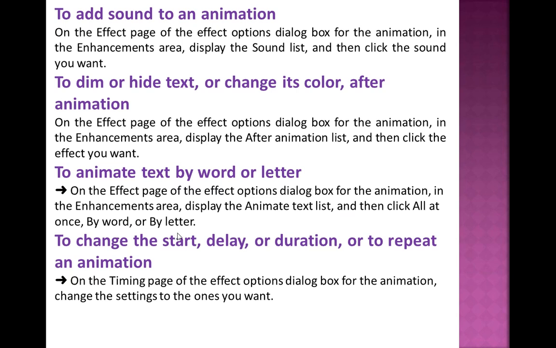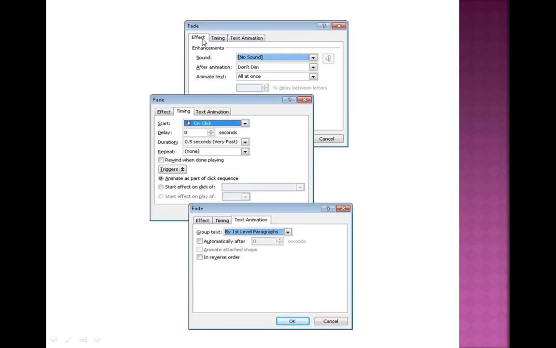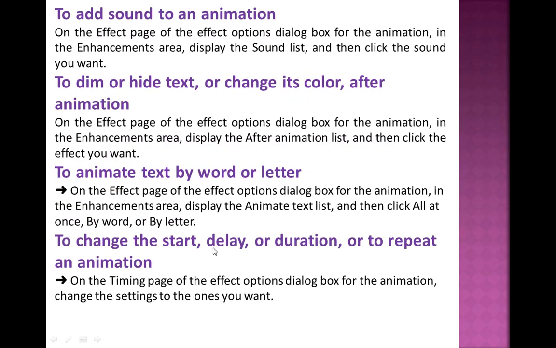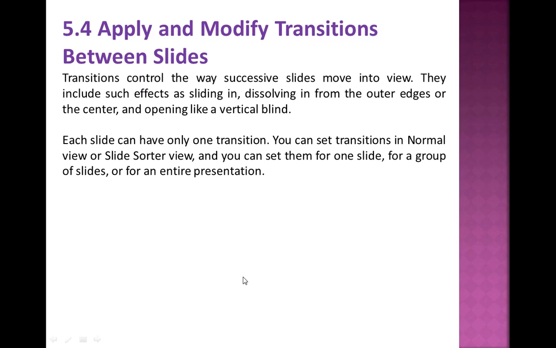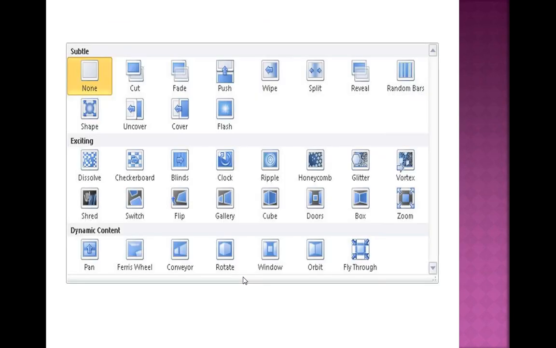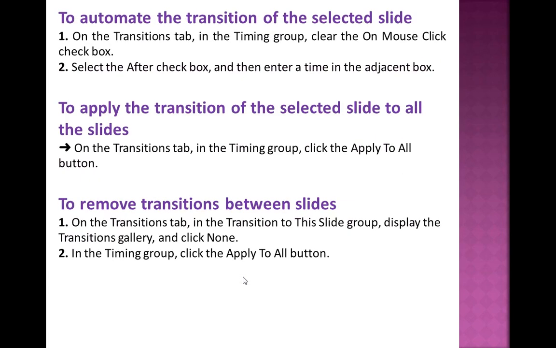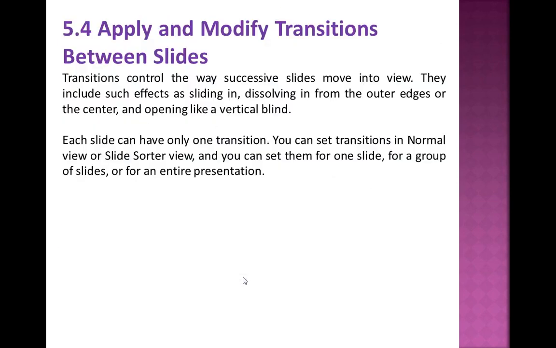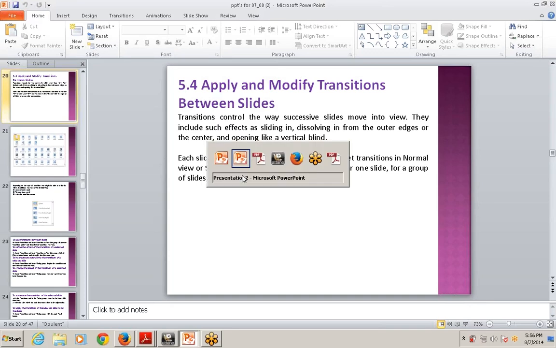Then how to change the start, delay or duration or to repeat an animation. Go to the timing page of the effect options. So these are the different options. First one is effect, then timing, then text animation. Now go to the timing page, dialog box, change the settings to the one that you want. Next is how to apply and modify transitions. But before that, let's do some practical, that is how to apply the animation to the different parts.